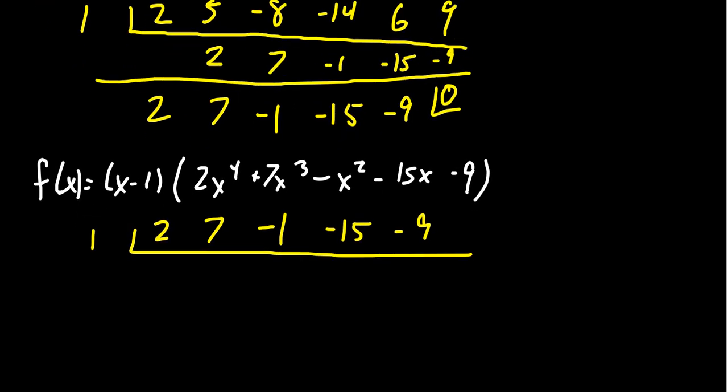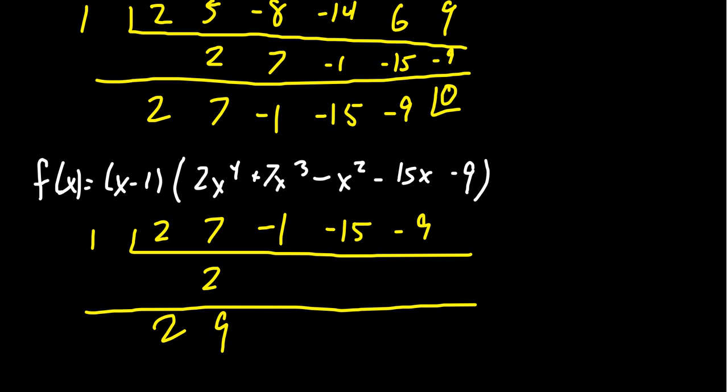And so doing that, we bring down the 2. 2 times 1 is 2, plus 7 is 9, times 1 is 9, minus 1 is 8, times 1 is 8. Minus 15 is a negative 7, times 1 is negative 7, minus 9 is a negative 16. And so we do see there's a bunch of positives and negatives right there. So in terms of our rational roots, we've now exhausted 1 as a possibility. 1 is no longer going to work.